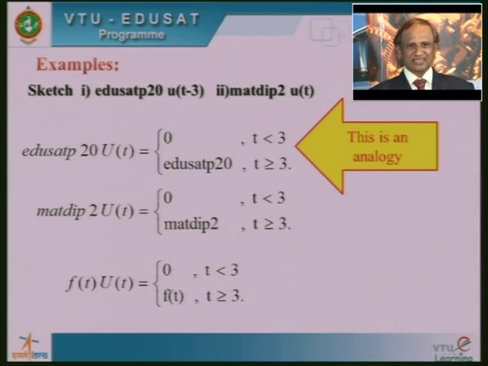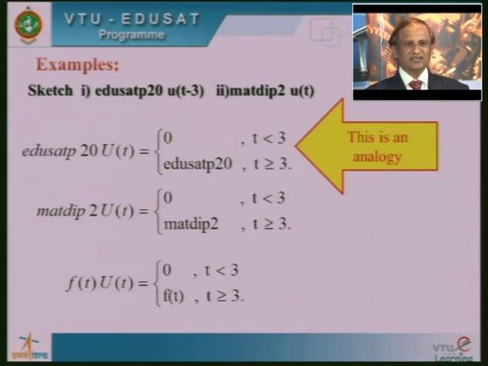Here t means time. It means before 3 o'clock, edge chart program 20 is off. You cannot get the signals. At time t is equal to 3, I hope you can receive the signals. Namely, edge chart p20. Exactly in a similar way, suppose you are planning to watch the mathematics, advanced mathematics 2 lecture. Is it clear?